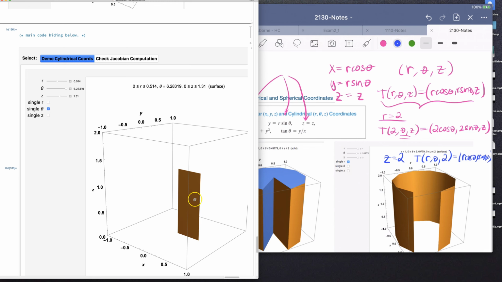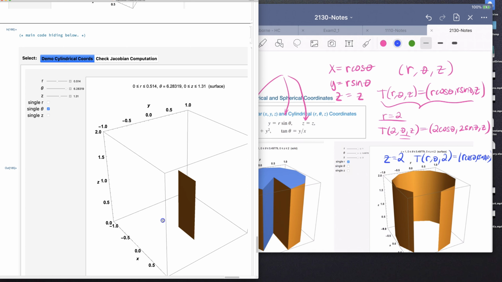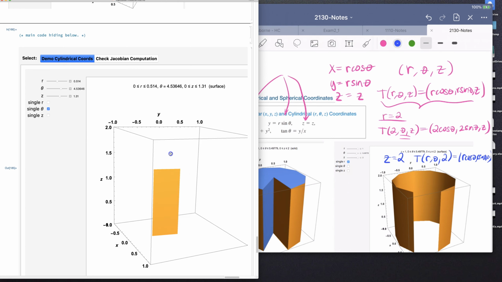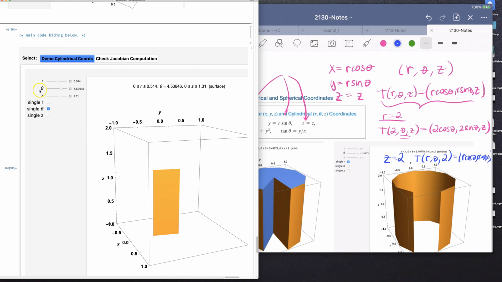Right, we can see that theta is now fixed, right? As theta changes, we can have something happening in a different plane. Z and r are the only variables that change. We can see z changing here to be the up and down part of this plane, and how long that plane extends is controlled by the radius r.